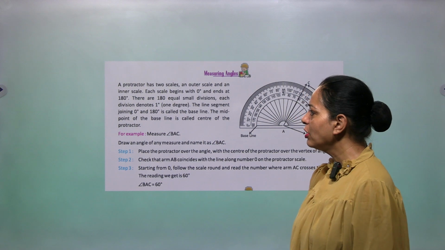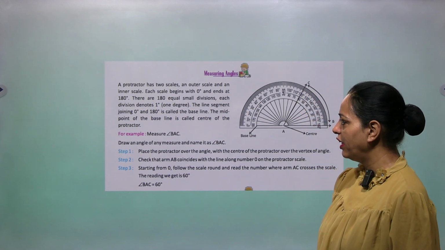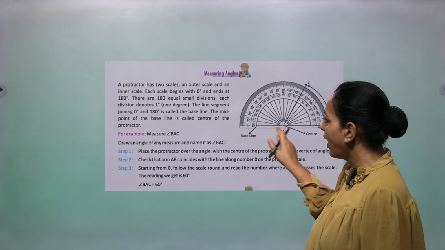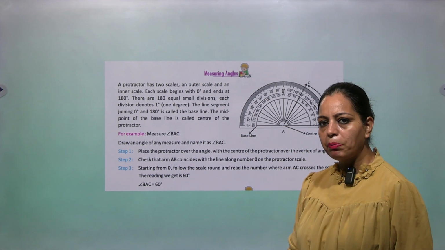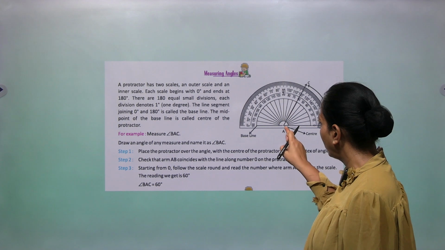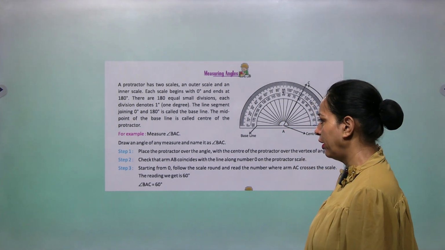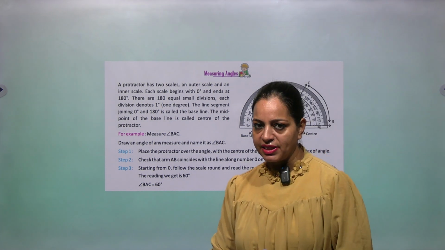The line segment joining 0 degree and 180 degree is called the baseline. इस line को हम क्या बोलते हैं? Baseline. And the midpoint of the baseline is called the center of the protractor. ये जो point है, this is the center of the protractor. अब आपने angle कैसे measure करना है?